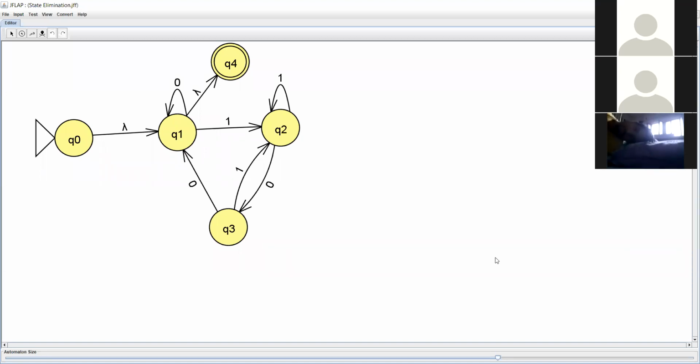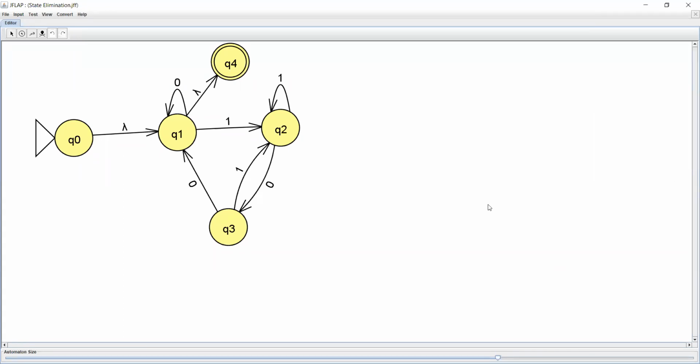Okay, now once you have specified the initial state as well as the final state, please have a look at this. Do we have only one initial state and only one final state or not? Yes, we have one initial and one final. Now, apart from these two states, Q0 and Q4, we need to remove all the other states. What are the states we have to remove? We need to remove Q1, Q2, and Q3.